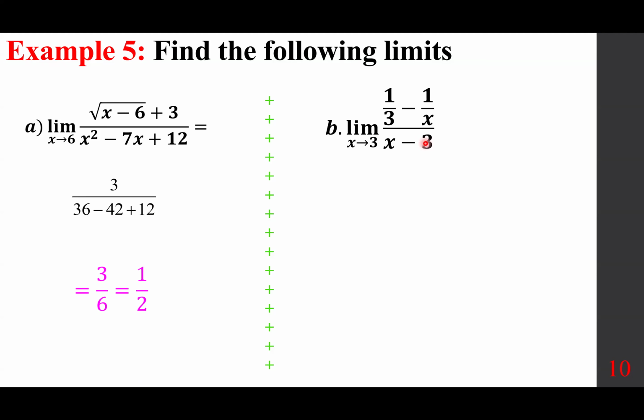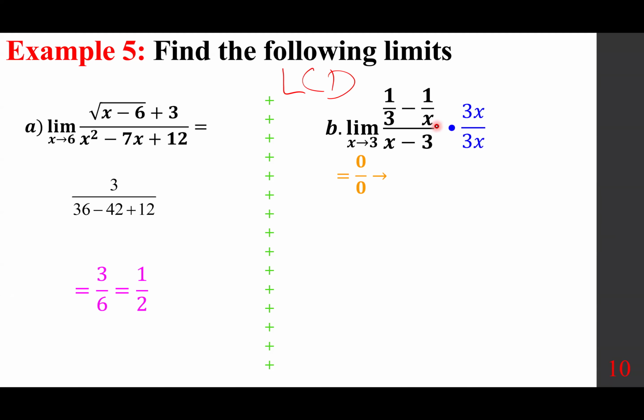The limit of 1/3 minus 1 over x minus 3 as x approaches 3, you plug in. You get 0 over 0. It's indeterminate. You're dealing with a complex fraction. So you use LCD. LCD is 3x. You're going to multiply the top and the bottom by that.